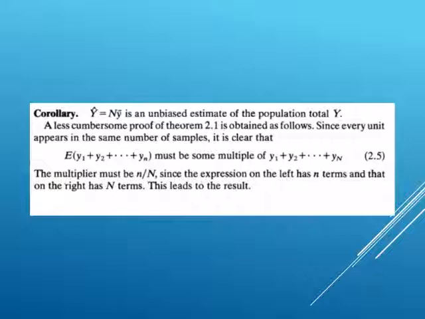An alternative, simpler proof of Theorem 2.1 is obtained as follows. Since every unit appears in the same number of samples, it's clear that the expectation of y1 plus y2 up to yn must be some multiple of y1 plus y2 up to yN. The multiplier is n over N, since the expression on the left has n terms and that on the right has capital N terms. This leads to the same result as the proof on the previous slide. Thank you for listening, and we'll continue in the next pages.